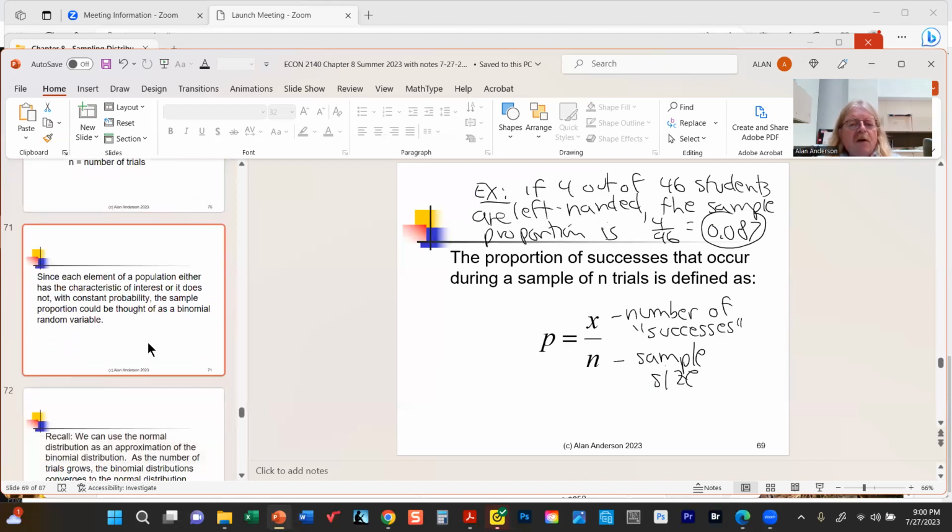By the way, because we're using lowercase p for the sample proportion, we're going to use capital pi for the population proportion, okay? Because pi is the Greek equivalent of p anyway. So if we're using p for sample proportions, we're going to then turn around and use pi for population proportions.